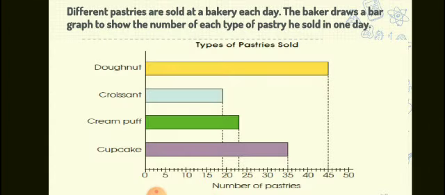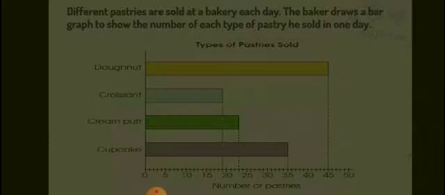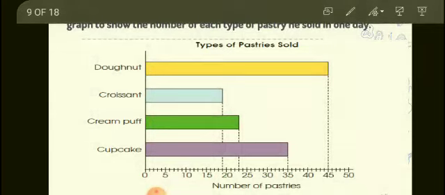Different pastries are sold at a bakery each day. The bakery draws a bar graph to show the number of each type of pastry sold in one day. So students, what you have to do is just recognize the number. Donuts 45, cupcakes 35, and how many croissants? There are 19. And how many cream puffs are there, students? I think there are 23.